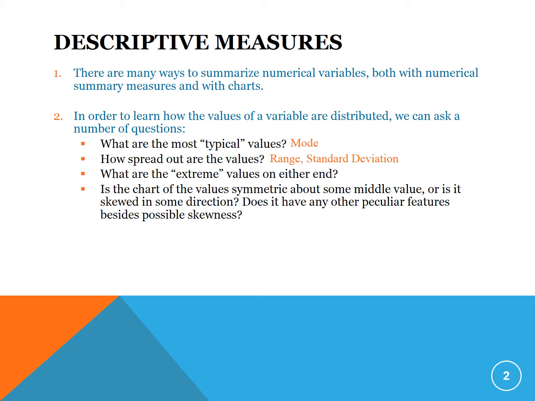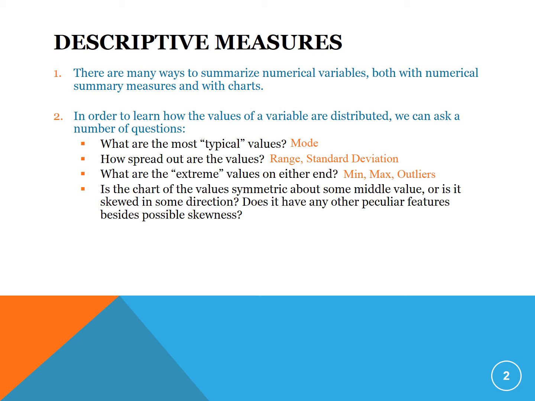The third bullet here asks, what are the extreme values on either end? Extreme values, we look to the left, or to the bottom, however you want to look at it, and that's our minimum value. The maximum value is the highest, right? And then outliers tend to also be either minimum or maximum, but they stand out beyond what the other values are kind of hovering around.